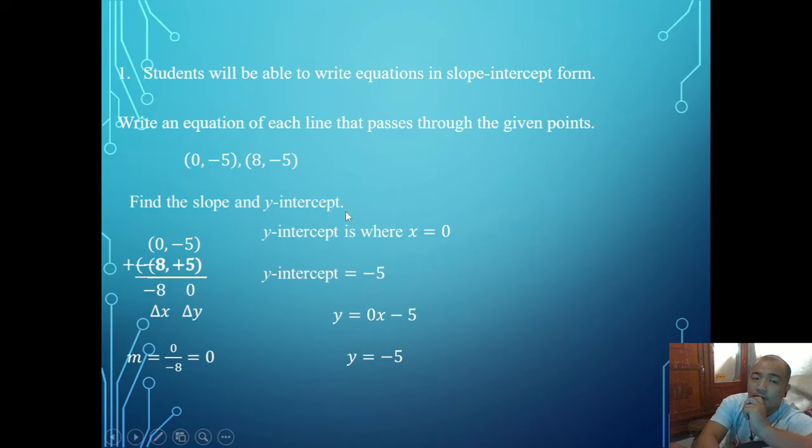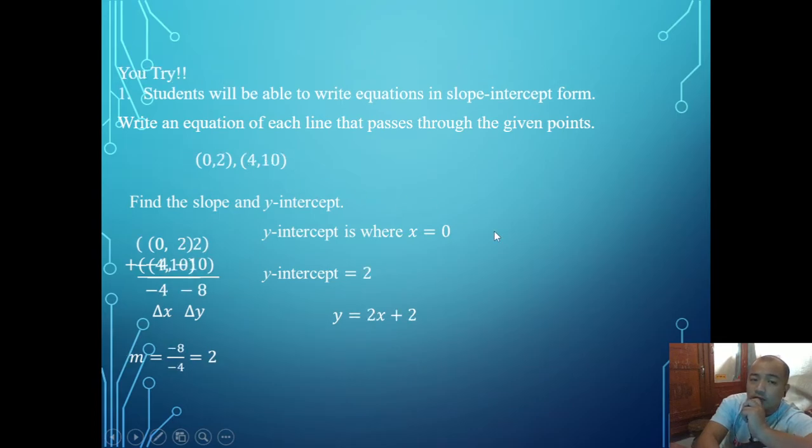Y equals negative 5 is the equation. How about if the line passes through (0, 2) and (4, 10)? What is the equation? First, we need to determine the y-intercept, which is 2 here.